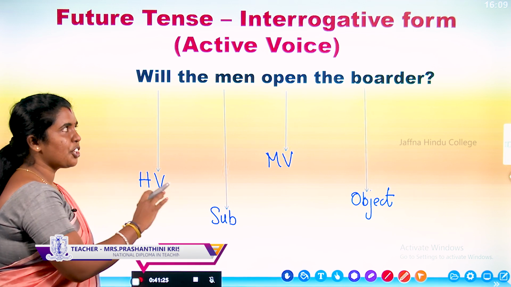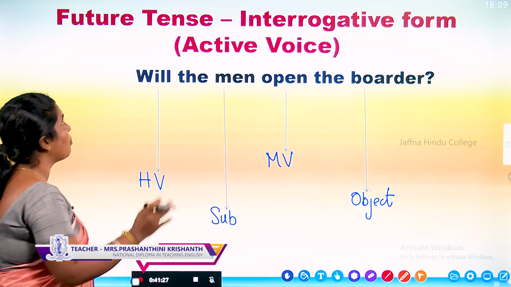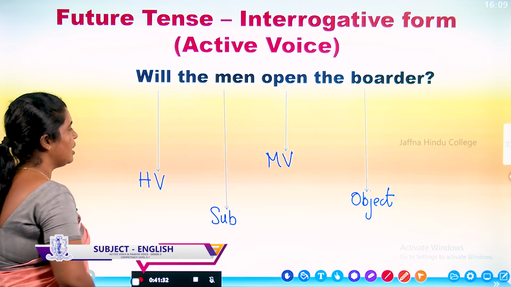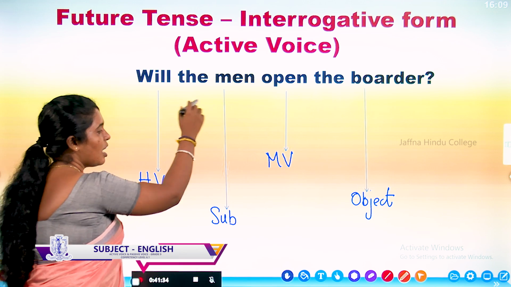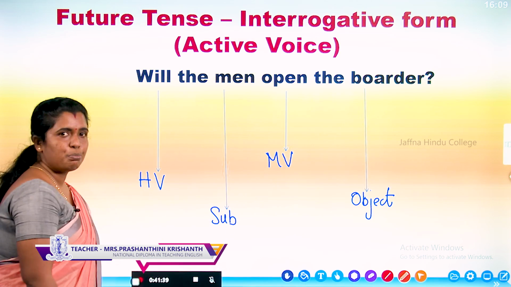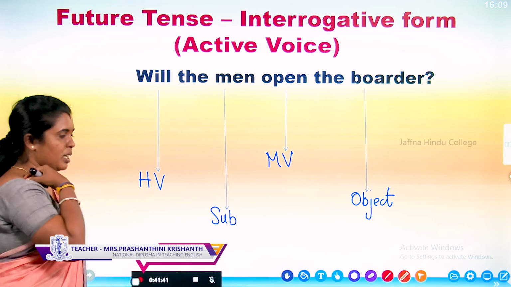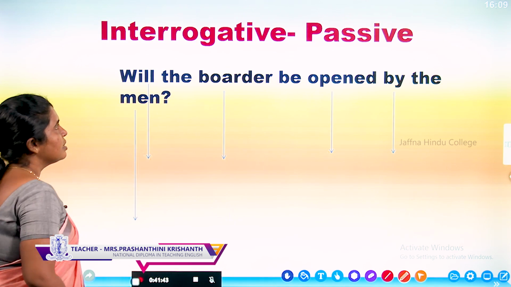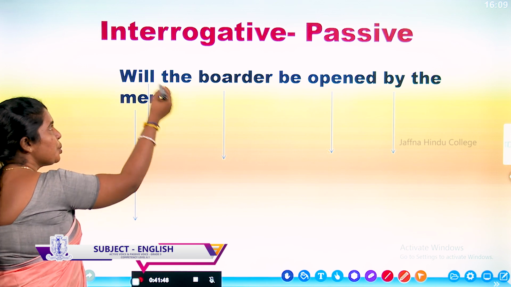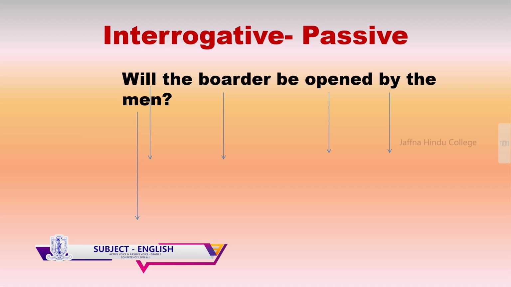So this is the structure of active voice interrogative form of future tense. Will the men open the border? Helping verb comes first, after that subject, then the main verb, finally the object. You should put the question mark, right? Now, the passive form of that, right? As usual we have to take the helping verb first. Will the border, this is the object here, right?